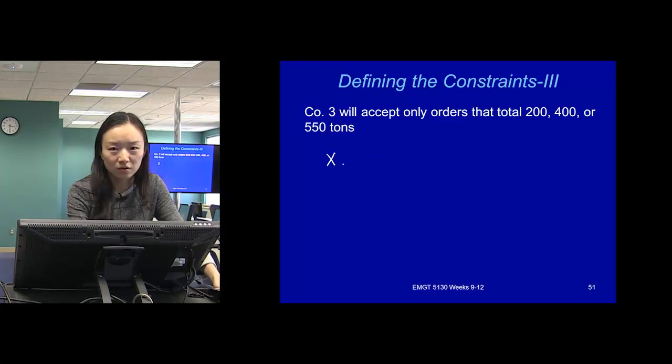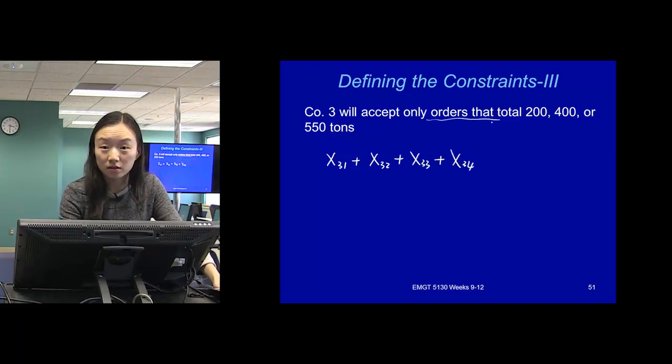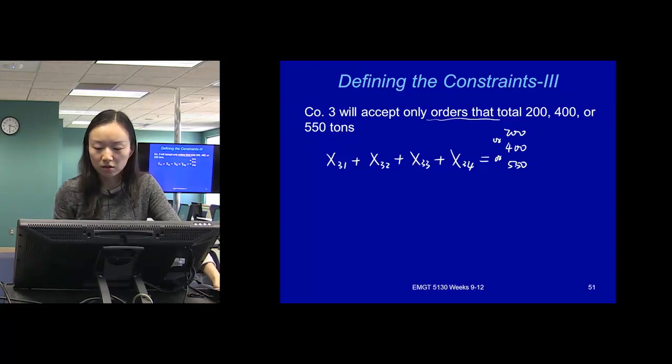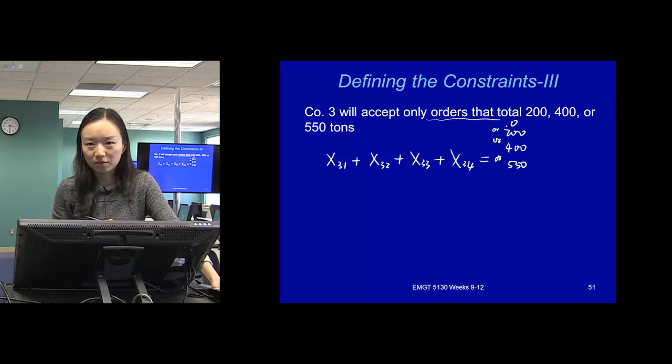Company 3: x31 plus x32 plus x33 plus x34. That's the order total, right? It needs to be 200 or 400 or 550. So it's this one or this one or this one. Of course it can be 0, right? This might be easy for you to solve now. It's an either-or. You choose one of them, right?